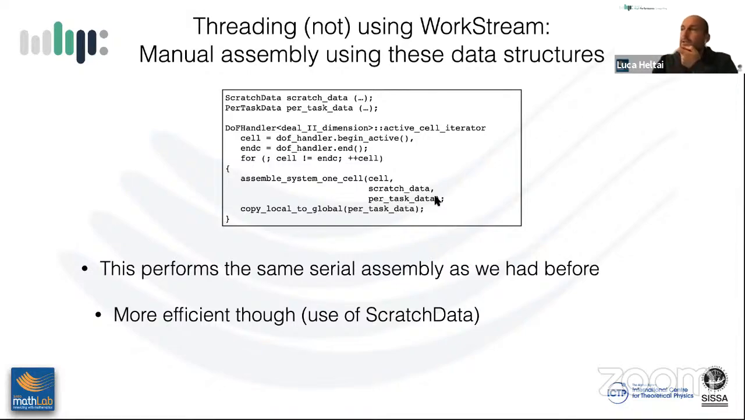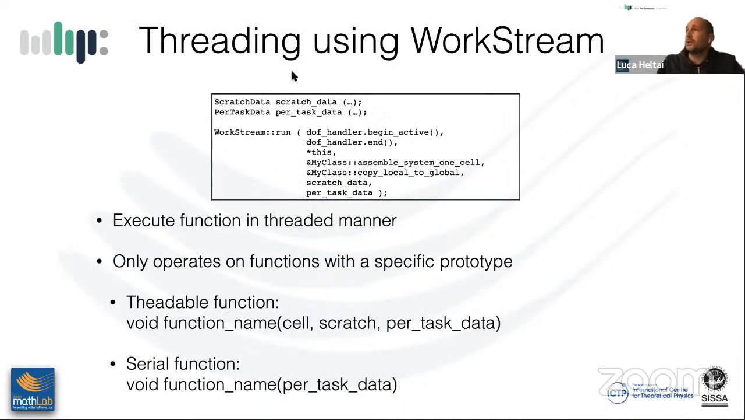Once you have these, you can actually execute this in parallel very efficiently using the class that is called WorkStream. And WorkStream takes all of these objects as arguments. So it takes a scratch data and a per-task data, a range of iterators on which you want to work, and it needs to have two functions. One is the assembly function and one is the copy function, and the scratch data object and the task data object. Okay, so it takes a range of objects on which you want to work.